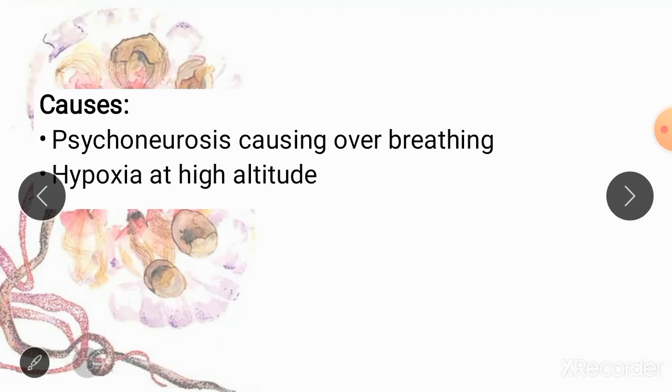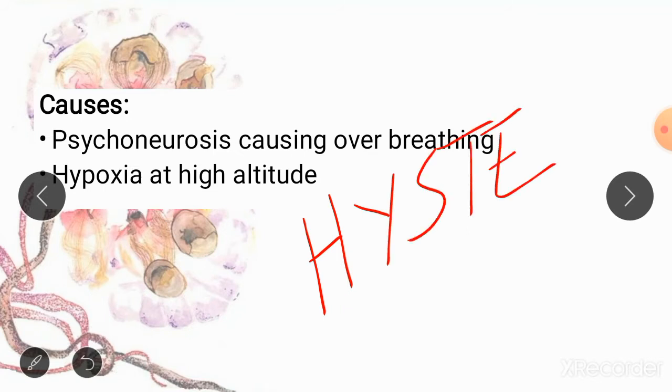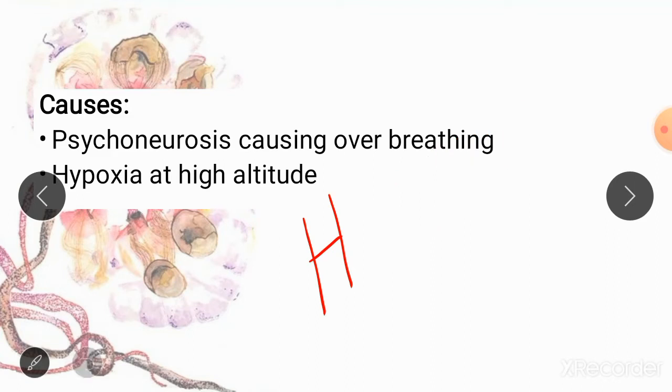One of the most important causes is psychoneurosis, or you can call it hysteria. So when some person is hysterical, what they do is they start to breathe at a greater rate than normal, and they are blowing off their carbon dioxide, and this is going to result in respiratory alkalosis. So how do you treat these people?